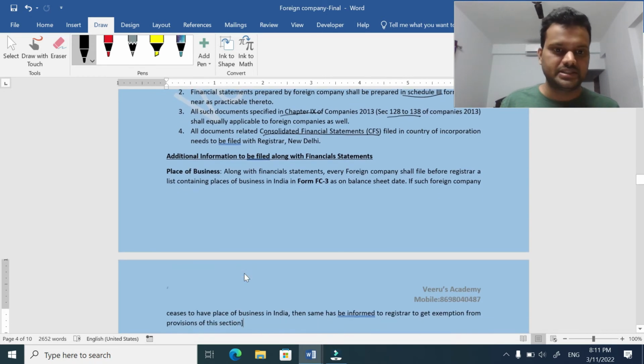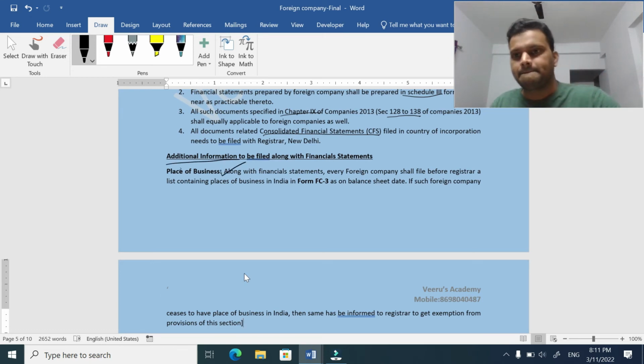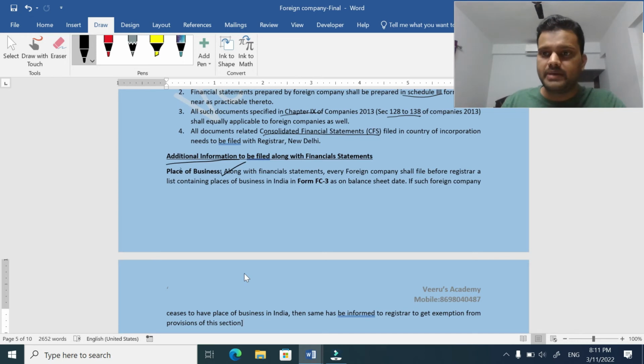Along with the financial statements, every year a foreign company needs to file some additional information also. What is that additional information? First, related to the place of business. During the year, a foreign company may add new places of business and remove a few places of business, and the registrar needs to know and understand where all these foreign companies have places of business in India.